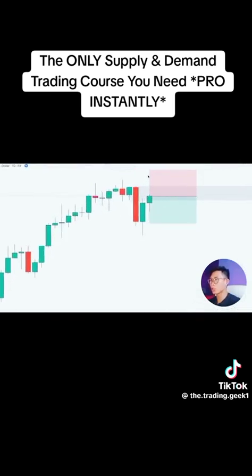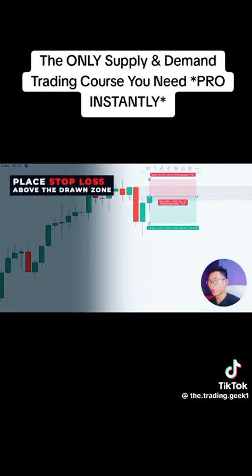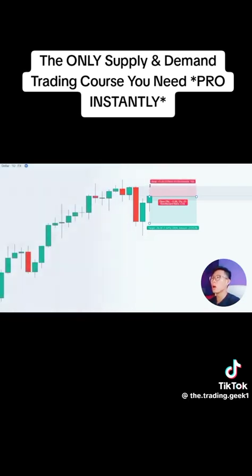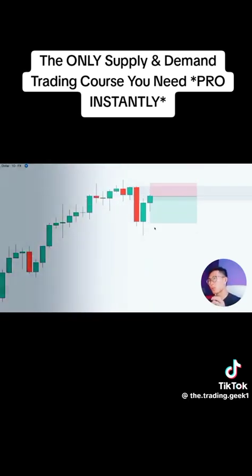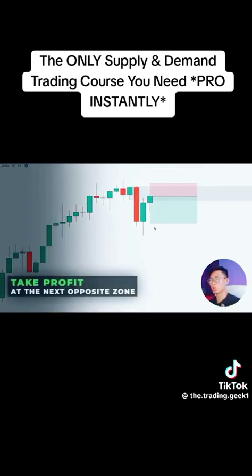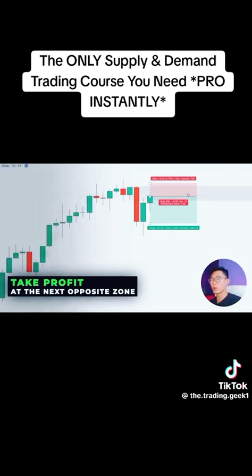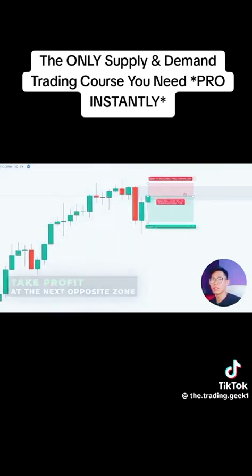You can enter for a short somewhere right around here, and then this is when it gets a little bit tricky. You want to place your stop loss above the zone that you have drawn. If you are trading a supply zone, you want to place your stop loss a few pips above the supply zone. And for the take profit, you want to take profit at the next opposite zone. If you are trading a supply zone, you want to take profit at the next demand zone.